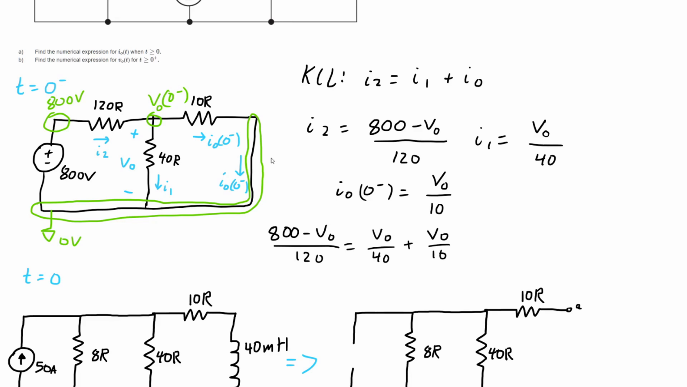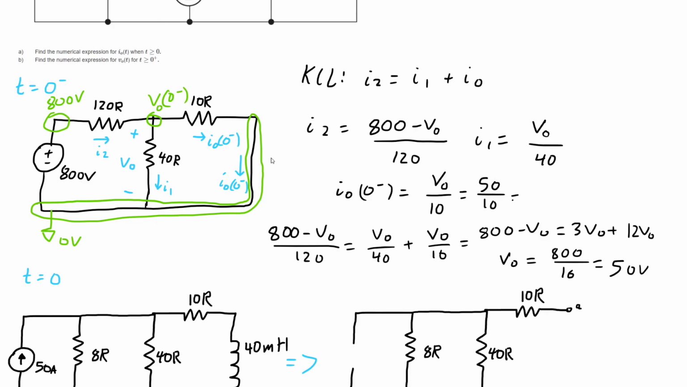So multiply everything by 120. You're going to get 800 minus V0 equals 3 V0 plus 12 V0. So that means that V0 equals 800 divided by 16, which is 50. Which means that IL0 is 50 over 10, or 5 amps. So I'm going to remember that later. That's going to be IL0.